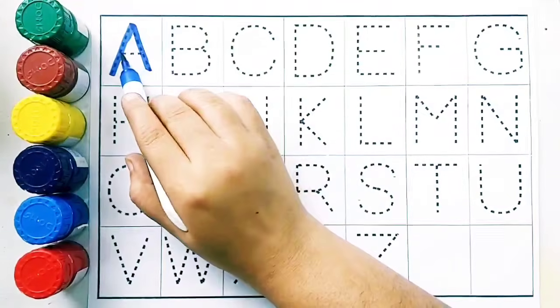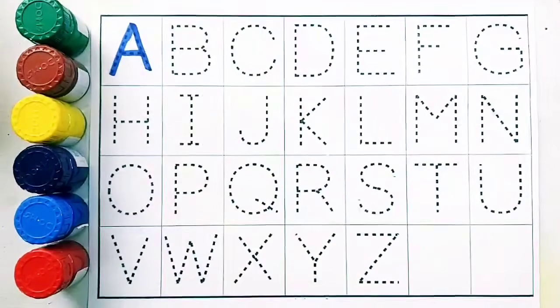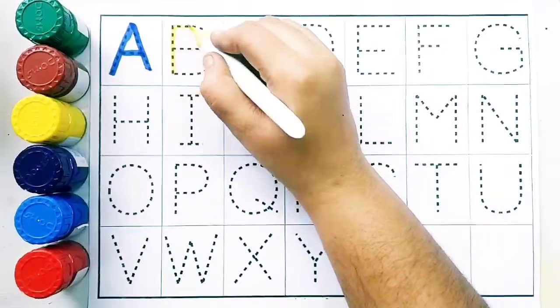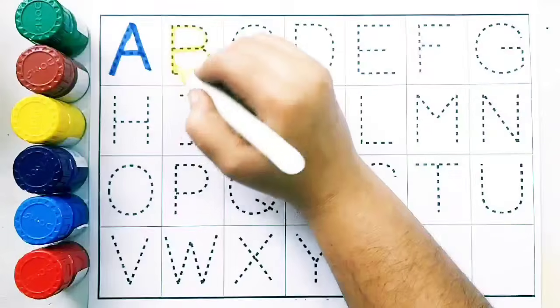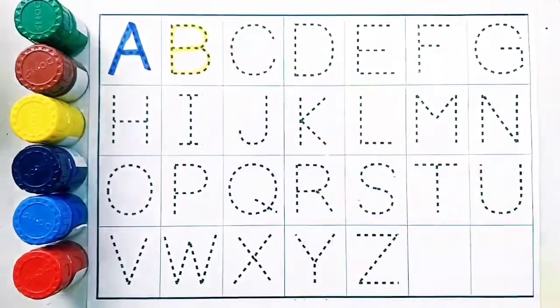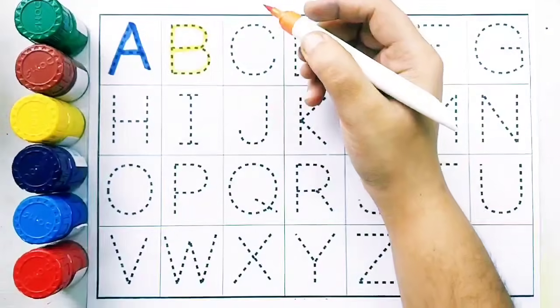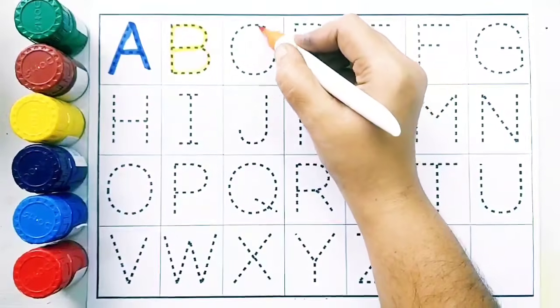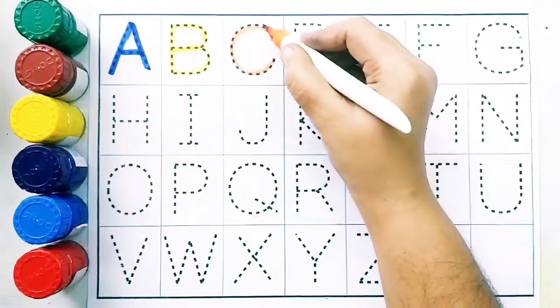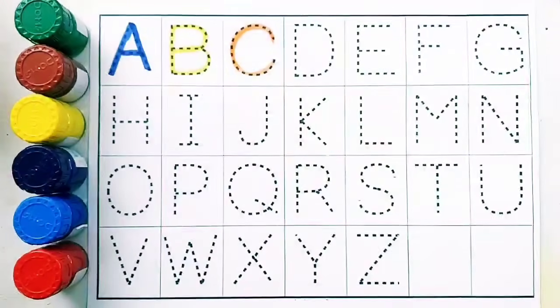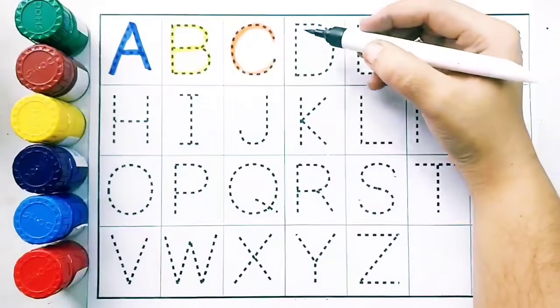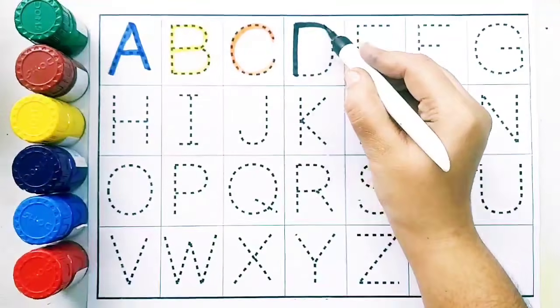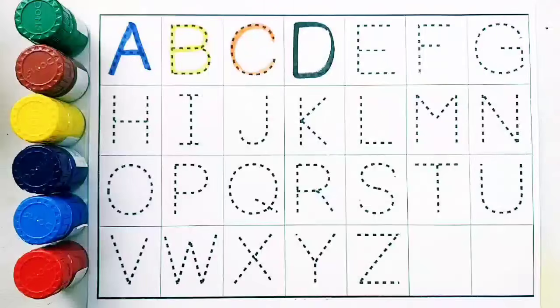A for aeroplane. B for broccoli. B for broccoli. C for carrot. Black color. D for dance. D for dance.